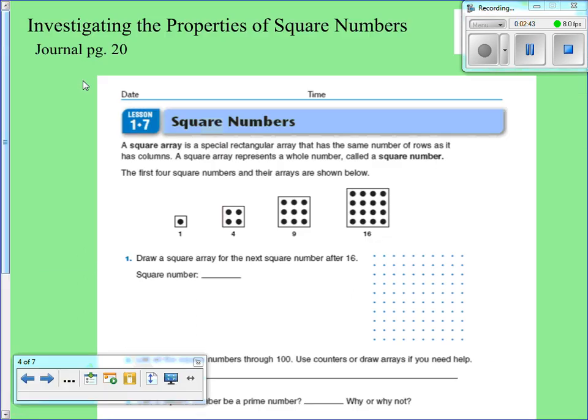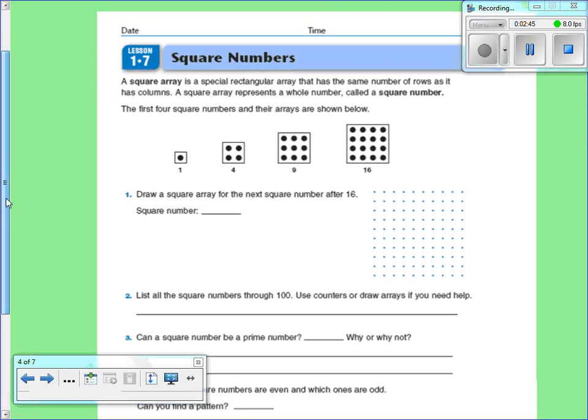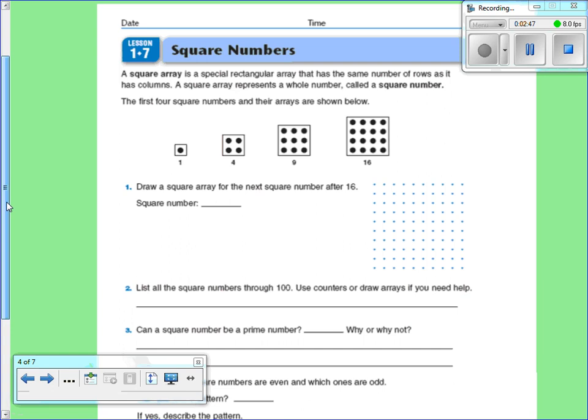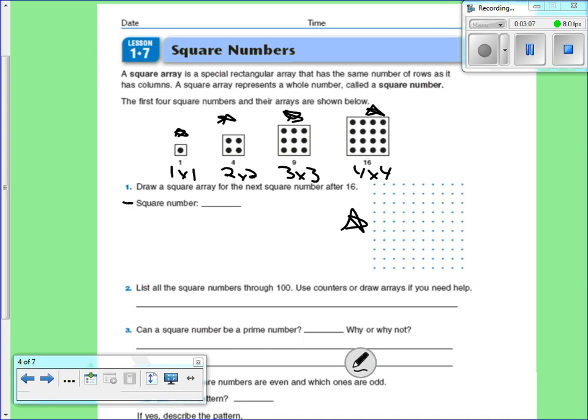Today you're going to be working with a math journal page that goes as so. As you can see, they have the first ones done for you. 1, 4, 9, 16. Take a look. This is 1 times 1, 2 times 2, 3 times 3, 4 times 4. They ask you which square number is going to be next. Well, whatever 5 times 5 is will be your next number. Then they want you to make a rectangular array of it here on the side.